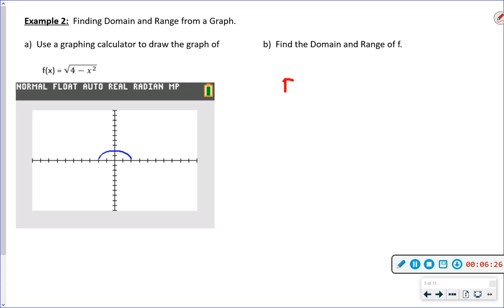Now, domain. Domain, of course, is our x values. On our graph, we're looking left to right. So left, it starts right here, and it ends there. The easiest way, I think, to give domain is in interval notation. It starts at -2, and it ends at 2. So I'm just going to say it's the interval -2 to 2.